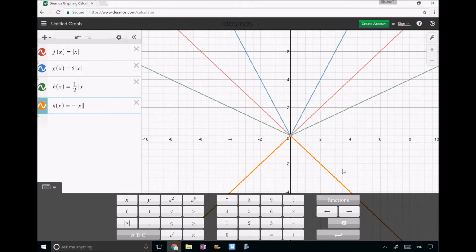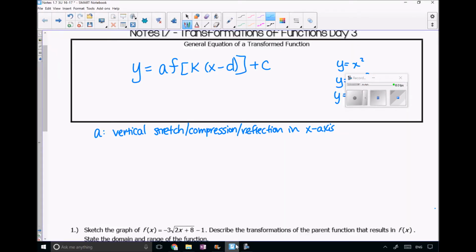So if the negative is on the outside, if it's the a value we have right here, then it's a reflection in the x-axis. One thing I want you to write down is that a is the scale factor. That's what you're multiplying by. If a is between 0 and 1, just like we said in the last video, that means it is going to be a compression. And if a is greater than 1, that means it's going to be a stretch.